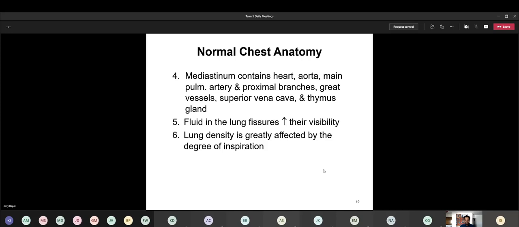But just in general, when there's more fluid, it absorbs X-rays. So if the fluid is absorbing the X-rays, then it's going to show up on the film as white.